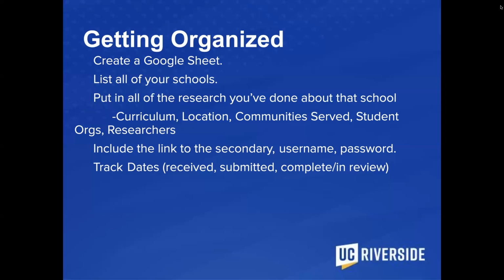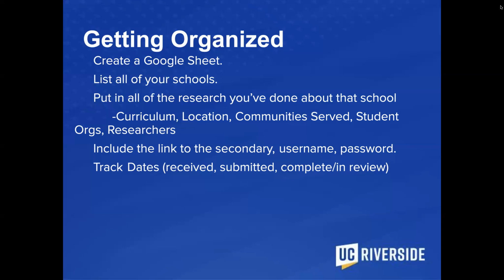So before we jump into the prompts, I want to stress that it's a really good idea to get organized. Create a Google Sheet, list your schools, do research about the school, know why you're applying to that school, and have a couple of columns that track all that information. Then have columns that track your secondary link, your username, your password, and I highly recommend that you track dates: what date you received your secondary, and what date you submitted it.